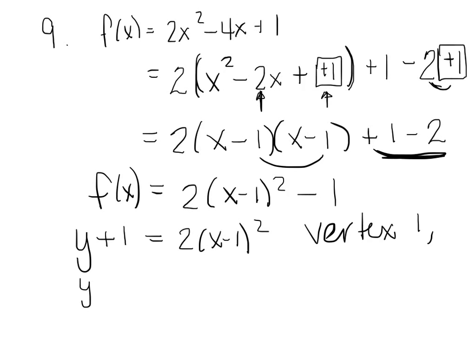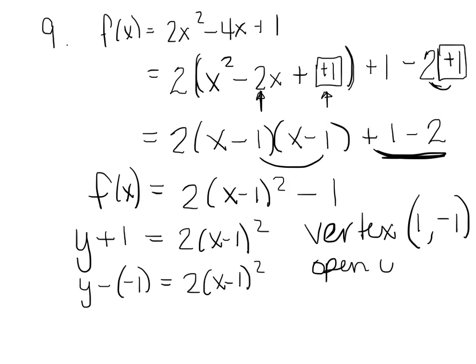Let me write this really explicit. My y minus a negative 1 is equal to 2 times x minus 1 squared, and that's going to help us see why h is 1 for my vertex, and k is a negative 1. So there's my vertex. I know it's going to open up because the a is 2, which is positive, and I know it's going to be a vertical stretch because the a is greater than 1. I don't know exactly how much yet, but I can go ahead and graph it now.